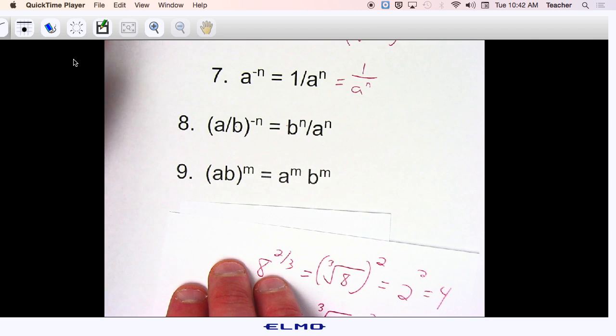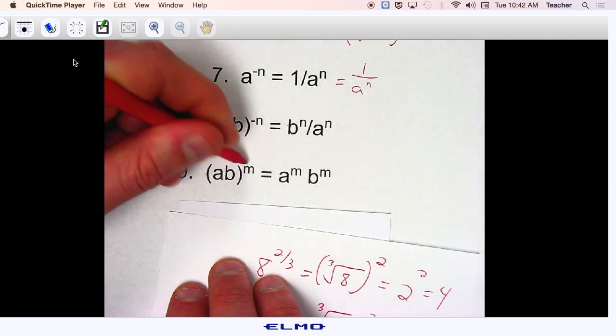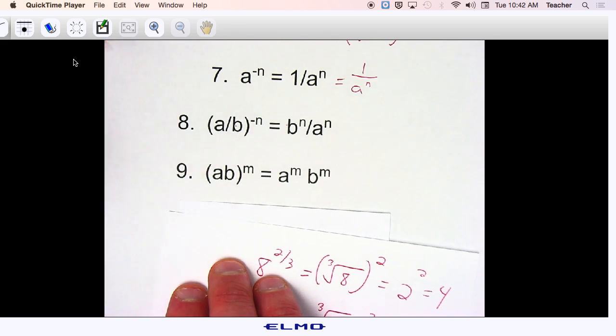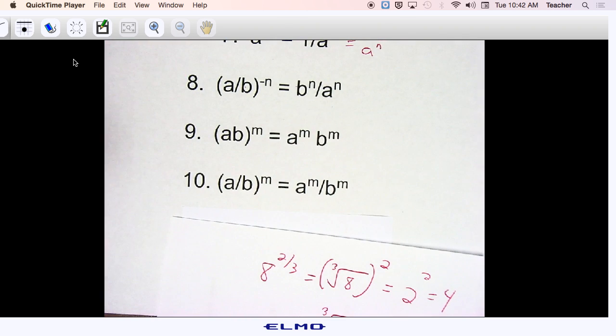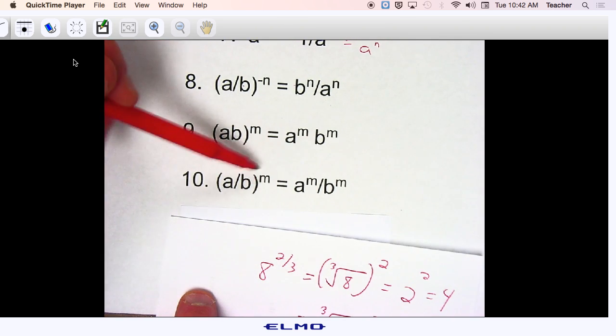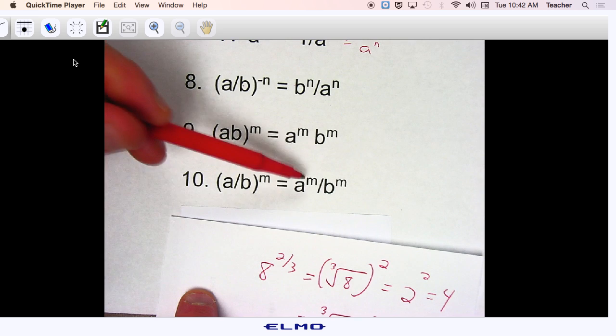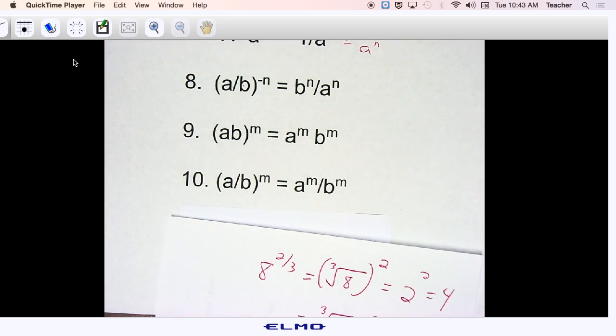This one is sort of the distributive property for powers. You can sort of think of it as when you have a, b all raised to the m, both of those get raised to the m power. And then same thing with fractions. If you have a fraction raised to the m power, both the numerator and the denominator get raised to the m power. So you're going to work on some practice problems using these.